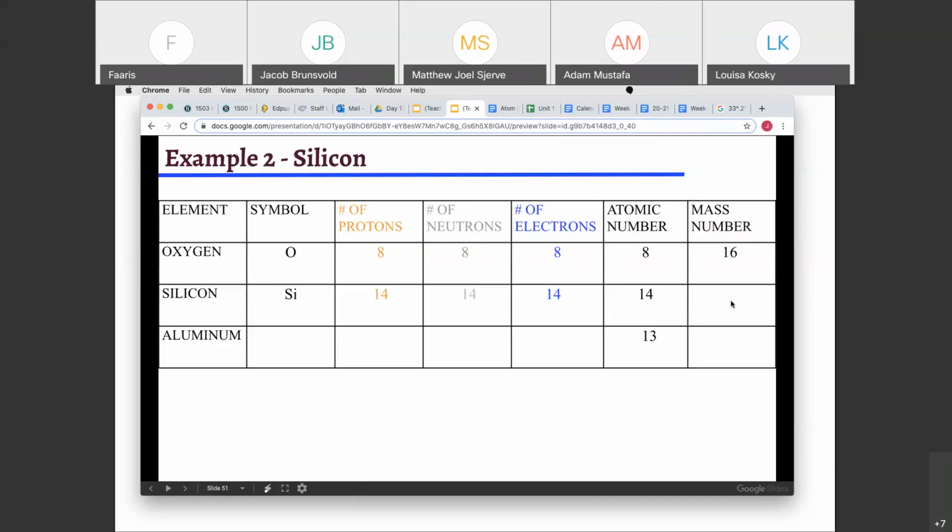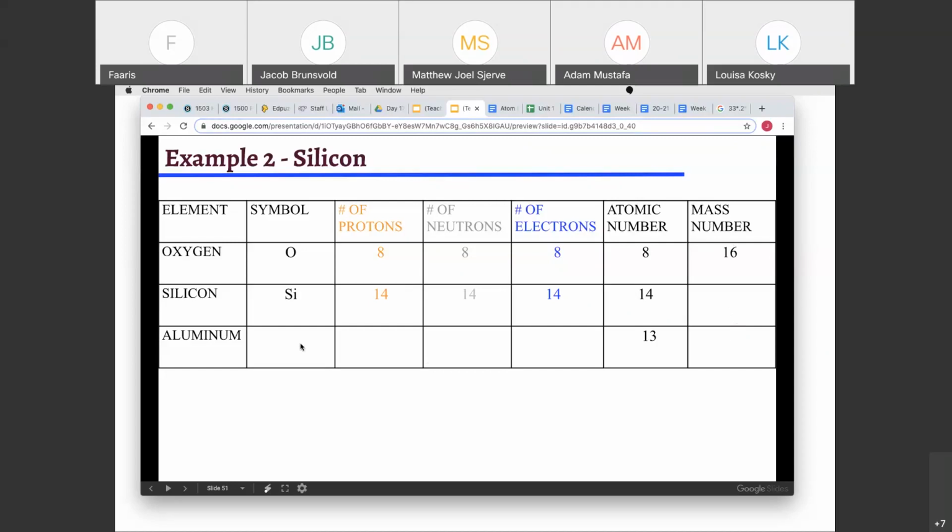Yep, Sophie's got it. Elijah's got it. Adam, Andrew, Evan, Ferris, Matthew. So Ferris, is that the atomic mass, the 28.086? That's good that you're finding that on the periodic table. Just round that to 28, though. Just round it to the nearest integer.